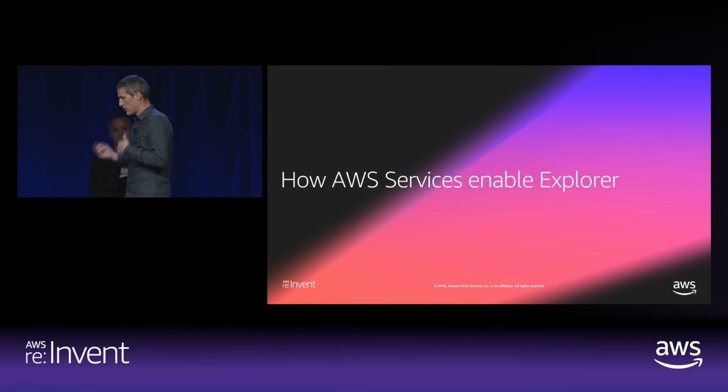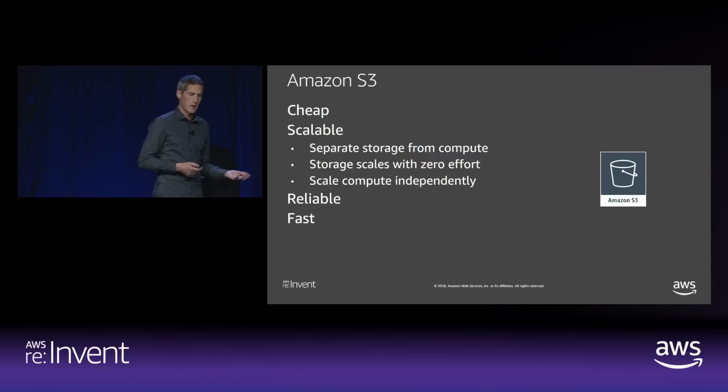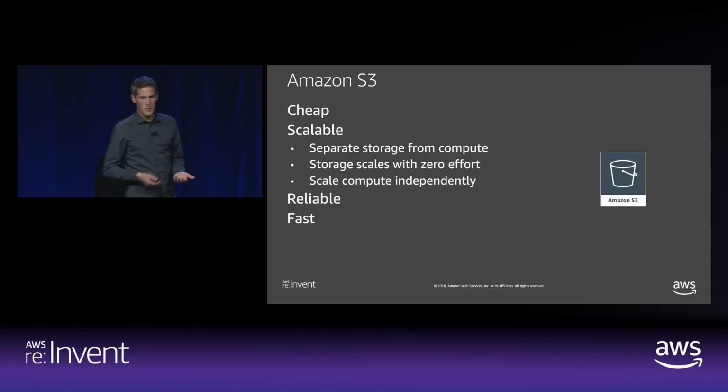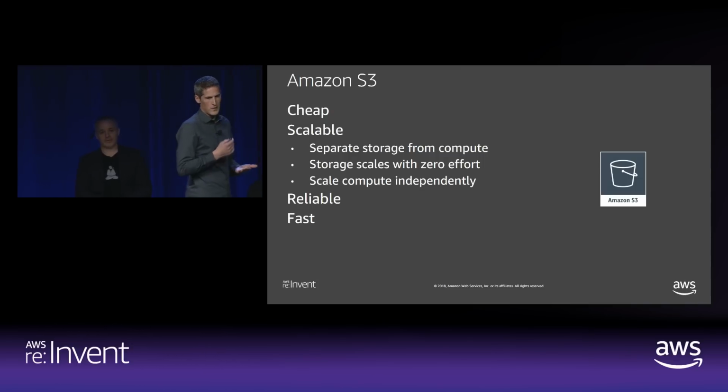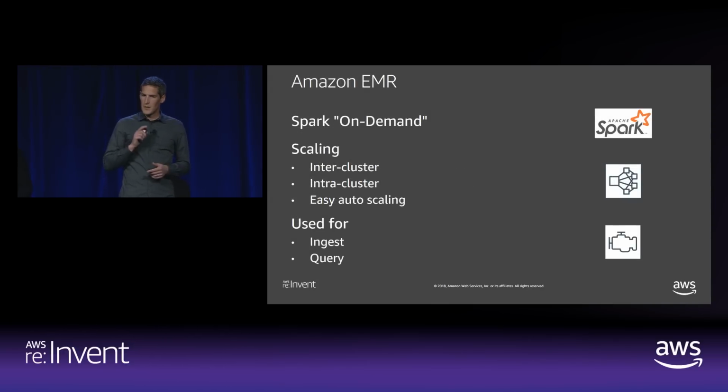So how do AWS services specifically enable Explorer? I talked about it a little bit. It's basically S3. It's all about S3. It's what makes Explorer work. I almost don't even need to say more. It's cheap, it's reliable, it's scalable, it's fast. It's wonderful. Another technology we use is EMR.